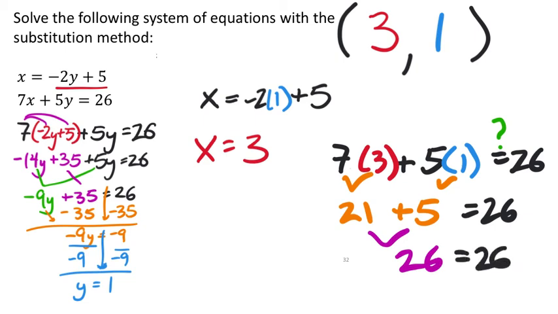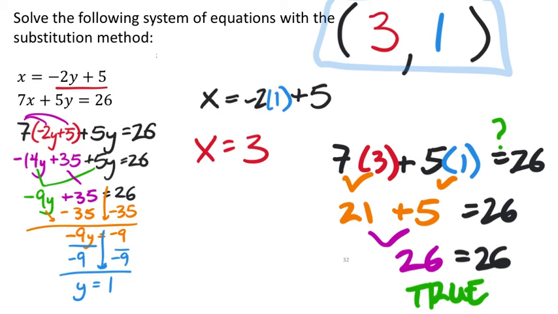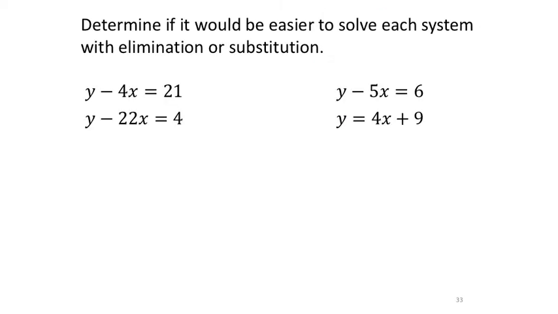That's a true statement. And so we get a true statement. And now we know for sure that we have actually found the solution. It made both equations true, which means they intersect. If we were to graph them, they would intersect at the ordered pair 3, 1. So there's some substitution.